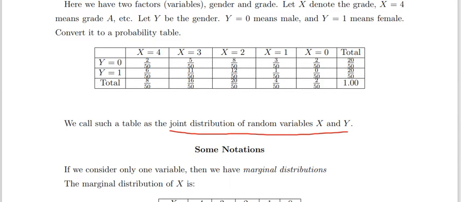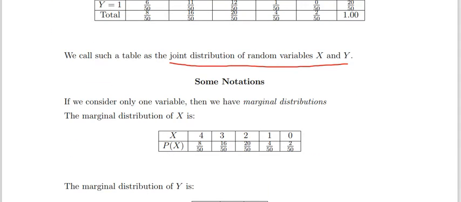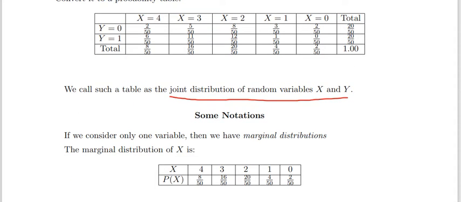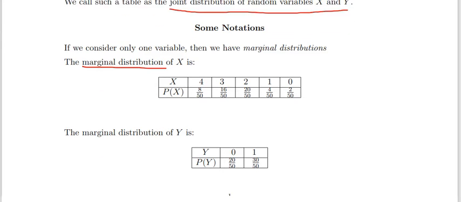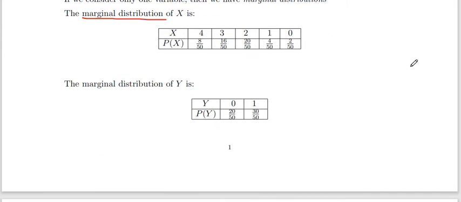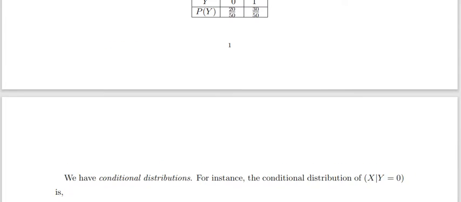Here we have some notation. If we only consider this one factor, we put male and female together. Then such a distribution is called a marginal distribution, the marginal distribution for X or the marginal distribution for Y. It means we just consider gender, male plus female, and we do not consider grades.